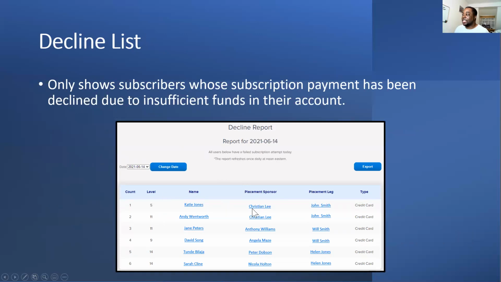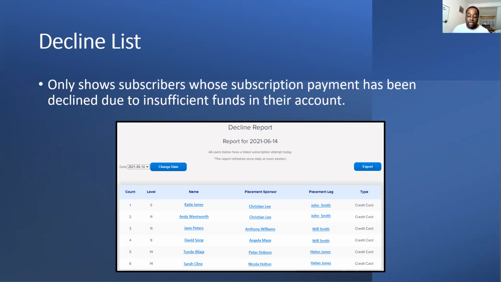Decline list, you get a decline list of who's declined. It will say credit cards because they might have declined, they haven't got enough money on their account. So make sure that you contact them. They might use a different account to transfer money. Just contact them. I basically go through this myself, my decline report, and I send it to all the upline leaders.